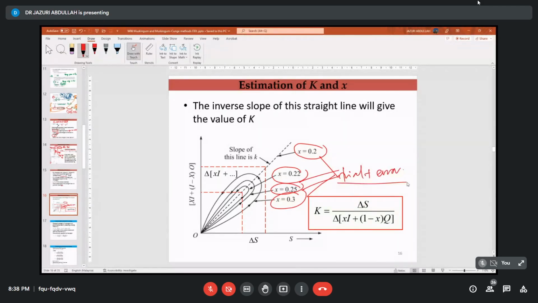Okay, so you have to use trial and error. Microsoft Excel is very easy, so you can simply use Microsoft Excel and then you will get what is the K and what is the X value. The K value is basically the slope. It is written here also. The K value is the slope of the equation that is used. So this is the slope. This line is the K, so it will give you the K value.